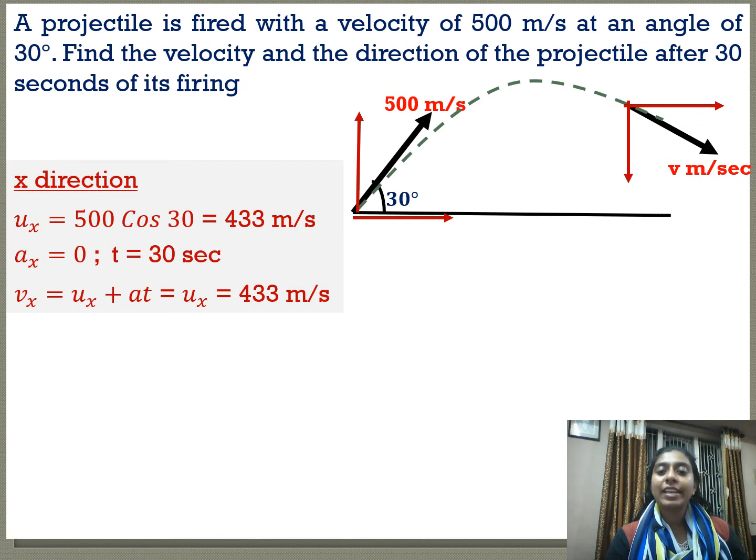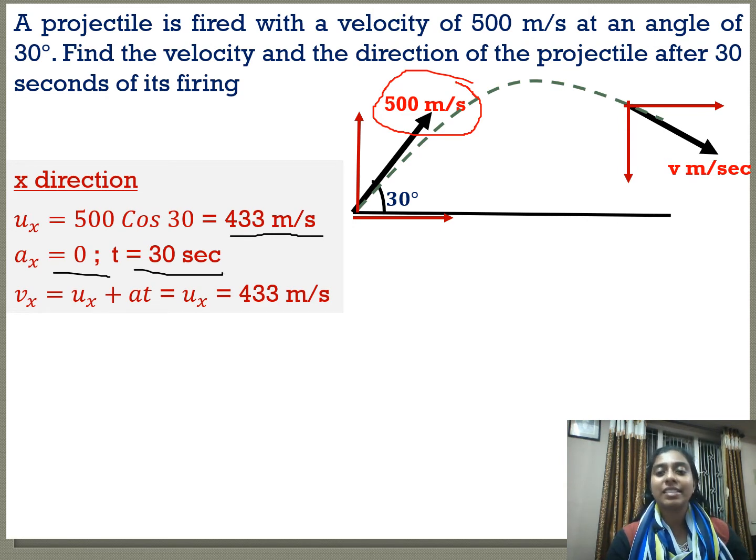First of all we will consider the x direction. By considering the motion in the x direction, at the initial position the velocity is 500 meter per second, so the x component of velocity is 500 cos 30. We get 500 cos 30 as 433 meter per second. And in the x direction we know the acceleration is 0 and time is taken as 30 seconds.